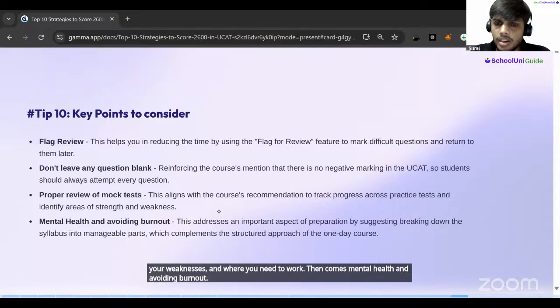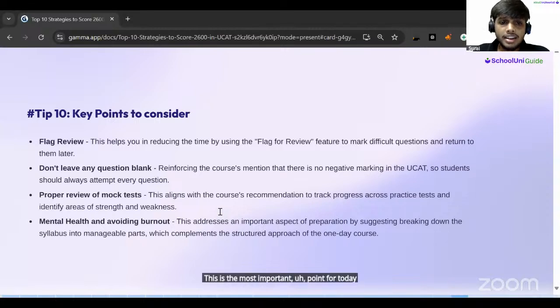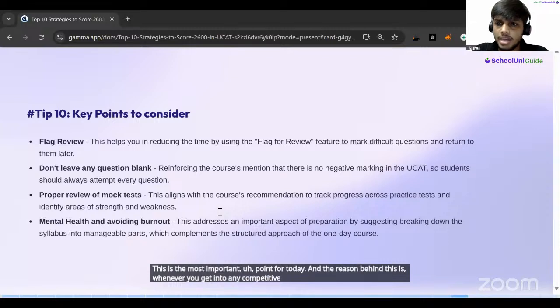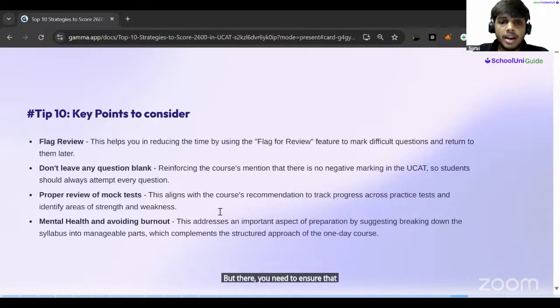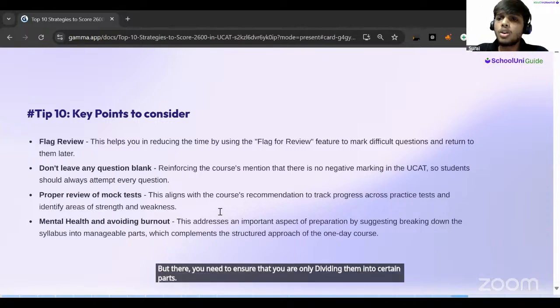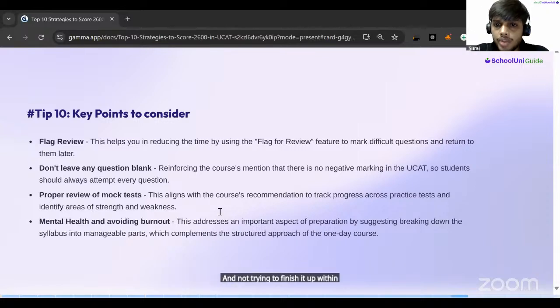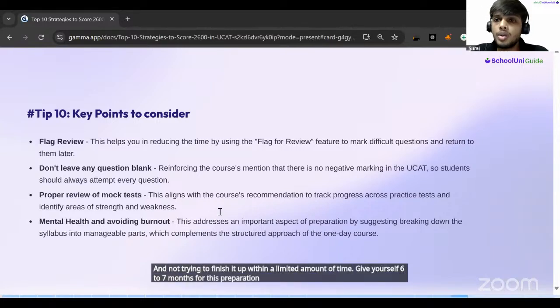This is the most important point for today. The reason is that whenever you get into any competitive examination, there will be cases where you have a vast syllabus in front of you. But there you need to ensure that you are dividing it into certain parts and not trying to finish it within a limited amount of time. Give yourself 6 to 7 months for this preparation. Only then will you be able to analyze each and every section properly, and you will see improvements in your results as well.